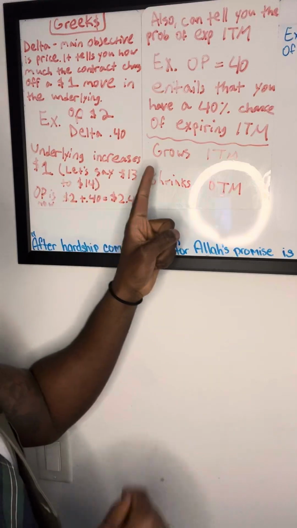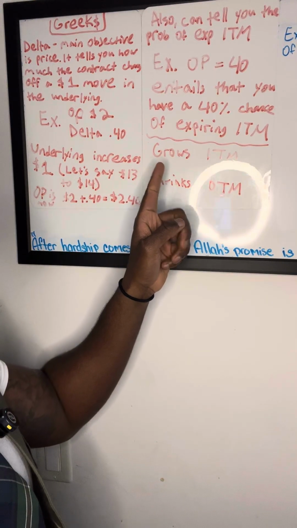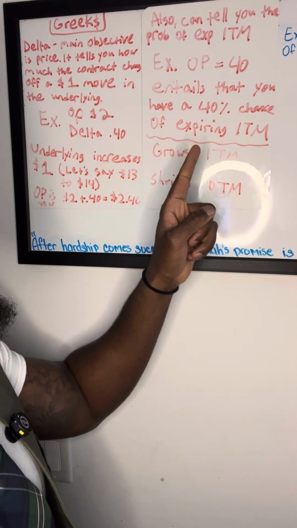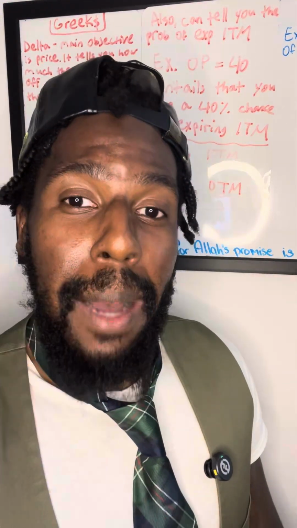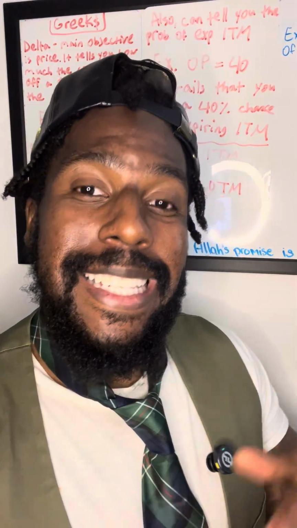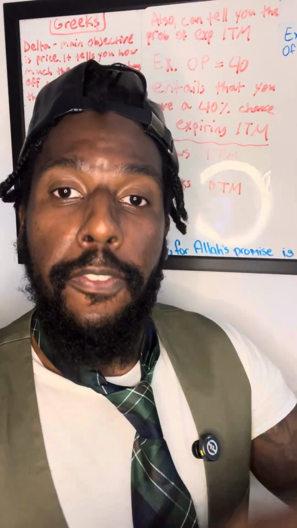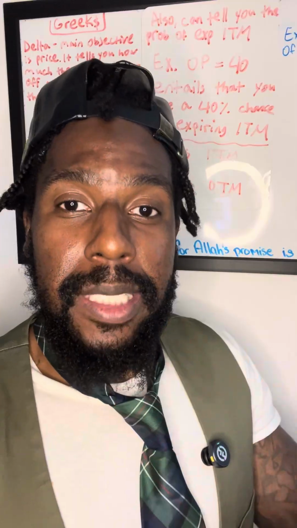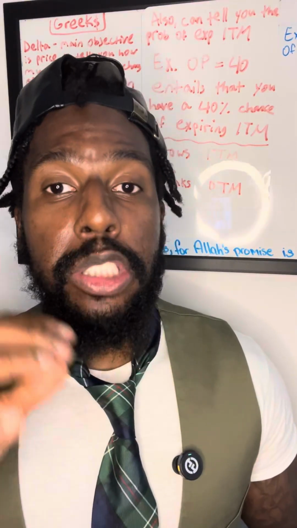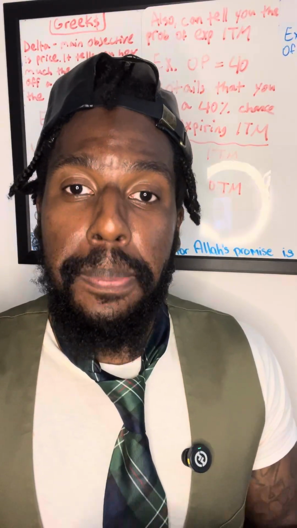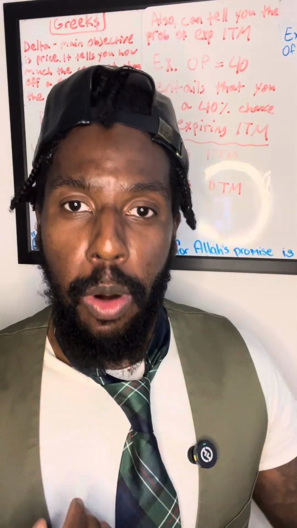And the more the options contract gets in the money, the more the delta increases. Conversely, the more the options contract goes out of the money, the more the delta decreases. Now, from a seller standpoint, this is beneficial because essentially what takes place is you receive the premium and the options contract expires worthless.